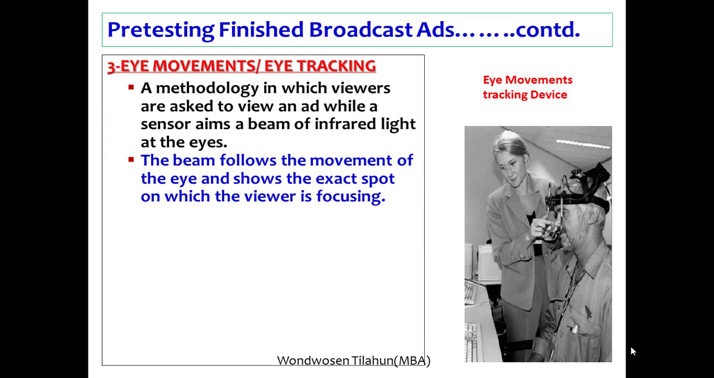Okay, the third one is eye movement, the eye tracking device. As you see on the PowerPoint, the subject is wearing the eye tracking camera, and the role of this camera is just to track the beams which come out from the eyes of the respondent. These infrared lights can be counted or specifically measured by the eye tracking camera.